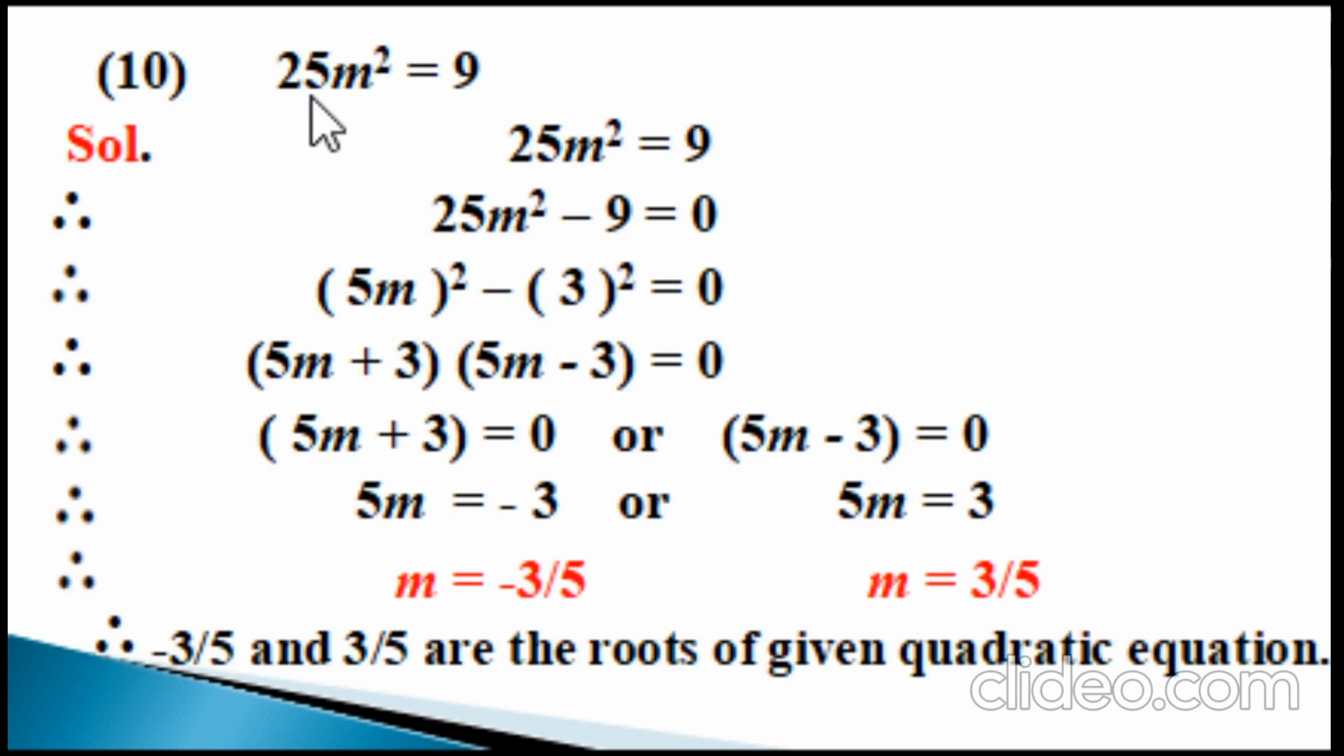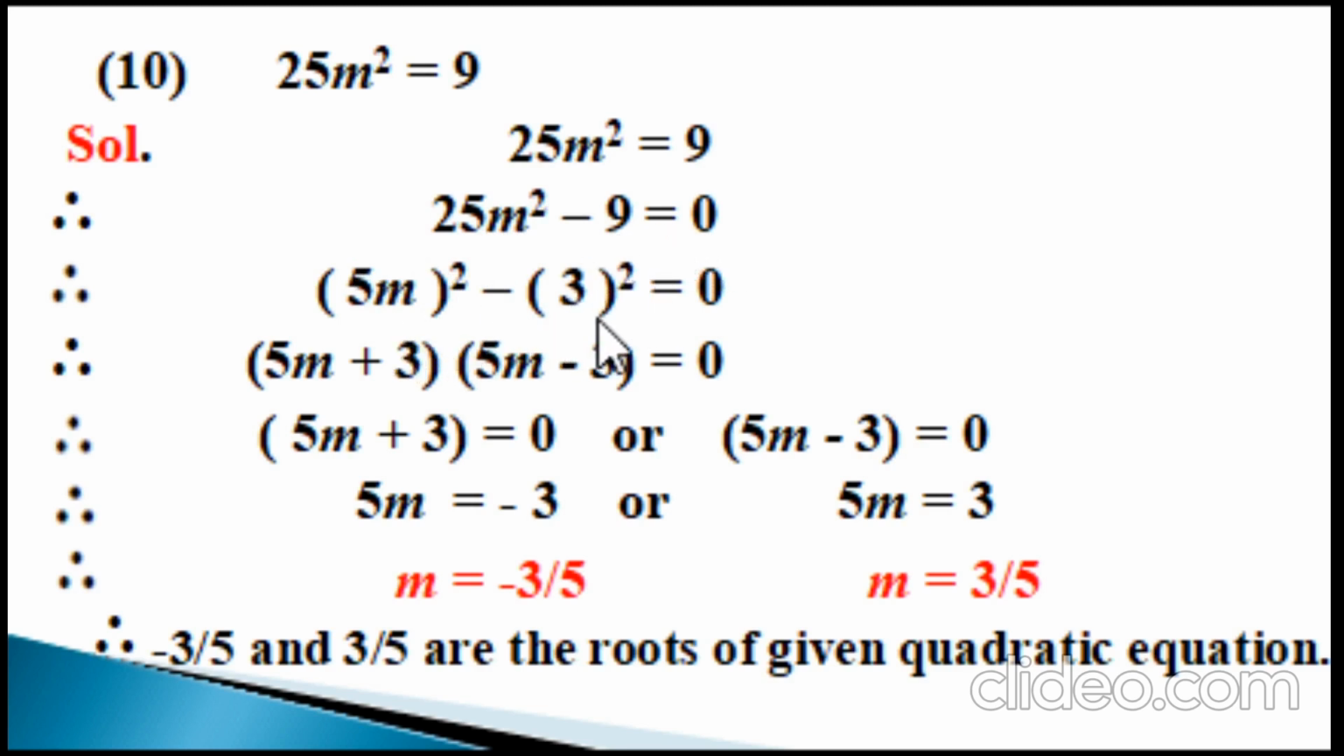In question number 10, 25 m square is equal to 9. Therefore, 25 m square minus 9 is equal to 0. We have taken this 9 to the left hand side. Now 25 is the square of 5 and m square is the square of m. So 25m square can be written as 5m whole square. Then 9 can be written as square of 3.